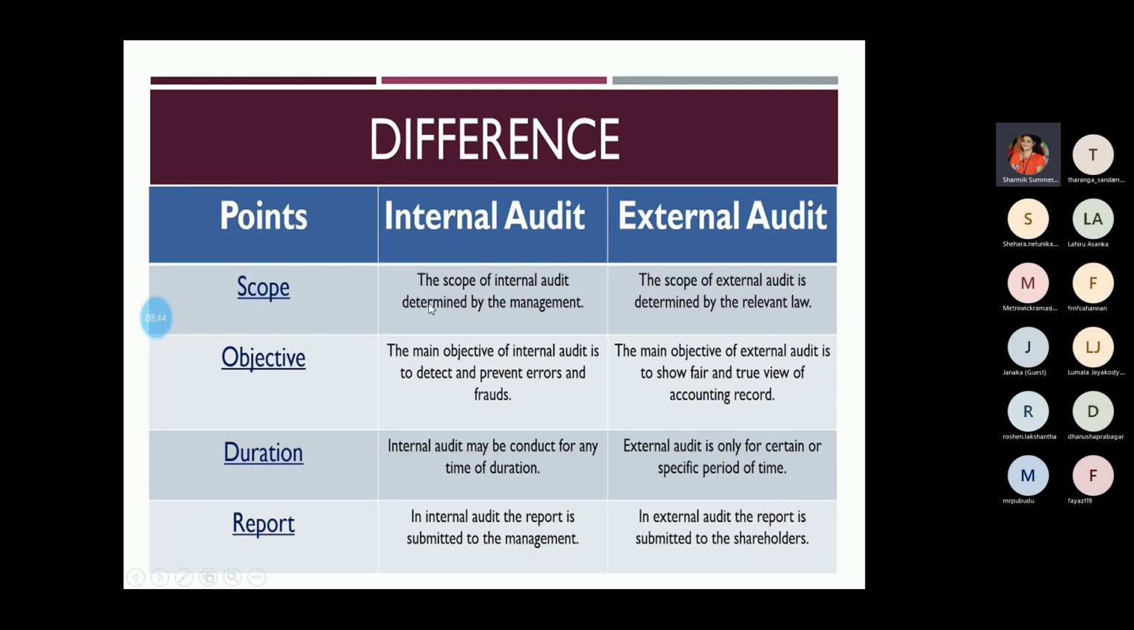The scope of internal audit is determined by the management, whereas the scope of external audit is determined by the relevant law. Management means the higher ruling authority. In a hospital, we call it the director or the higher authority management. In other community workplaces, it is the major higher authority. So the internal audit will be determined by the management. That means the audit evaluation is normally done by the internal members, the higher authority members of the particular institution.